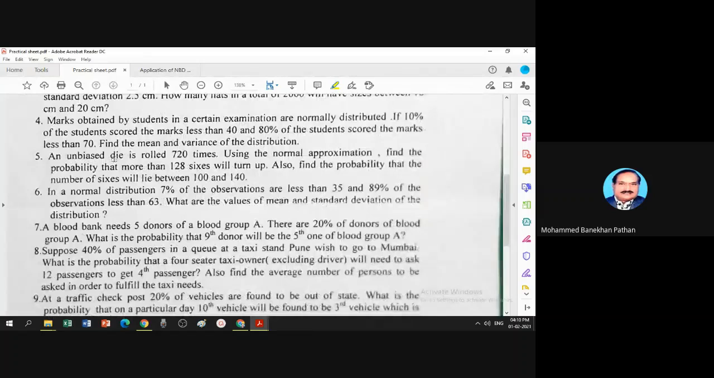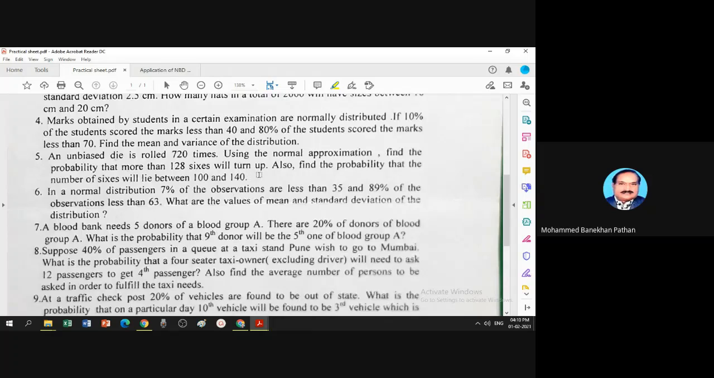An unbiased die, you can say dice, is rolled 720 times. Using the normal approximation, find the probability that more than 128 successes will turn up. Also find the probability that the number of successes will lie between 100 and 140.